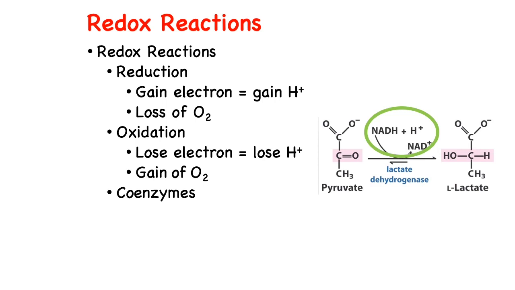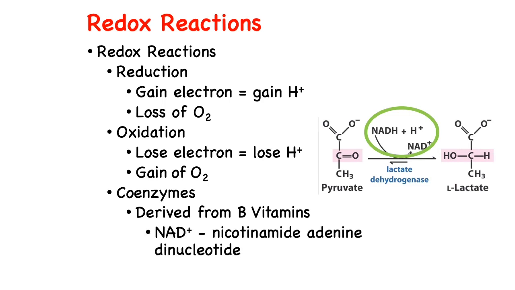Coenzymes are going to be used to transport those electrons. And coenzymes, the ones that we're concerned about, the ones that will be transferring electrons from one reaction to the other, are derived from B vitamins. And the two that you will need to know are NAD, nicotinamide adenine dinucleotide, and FAD, flavin adenine dinucleotide.